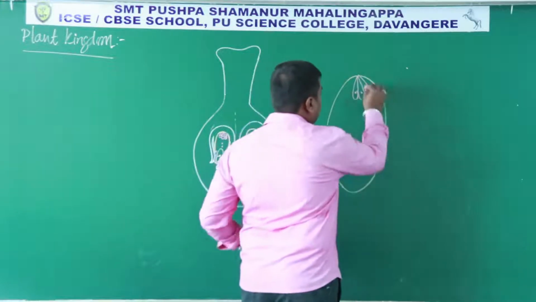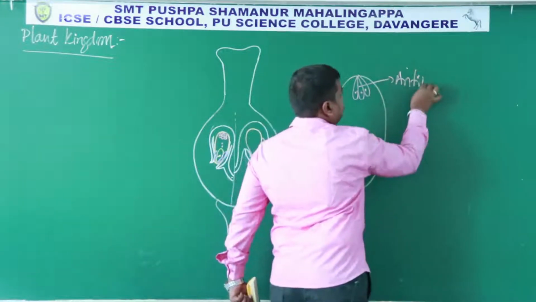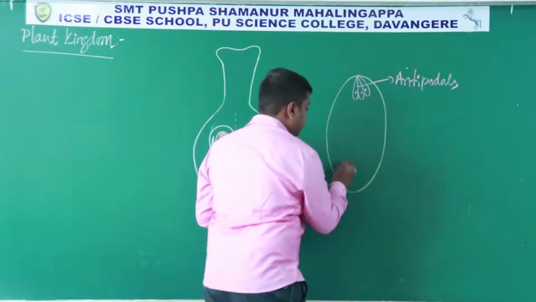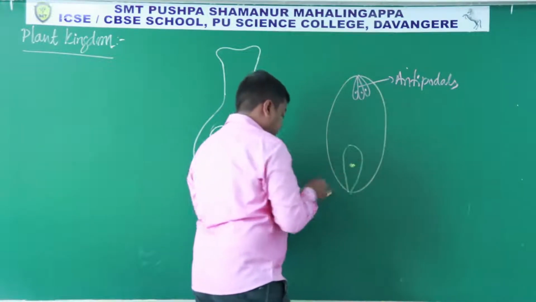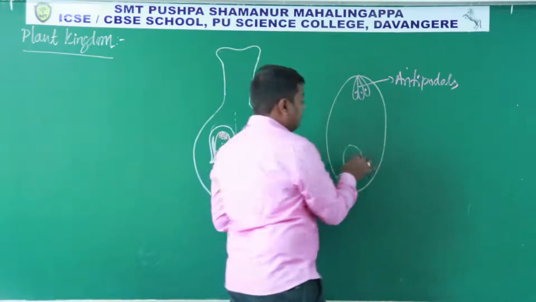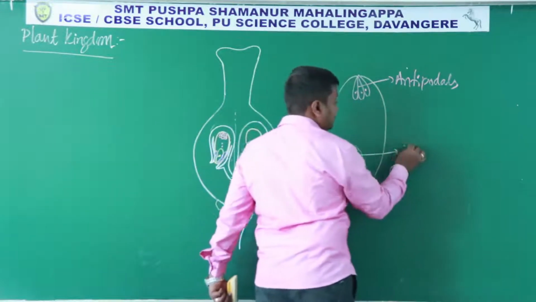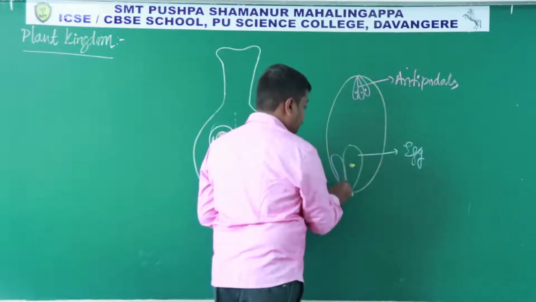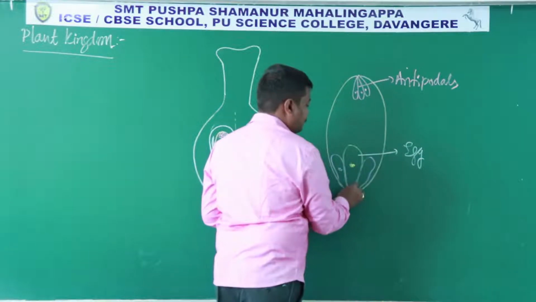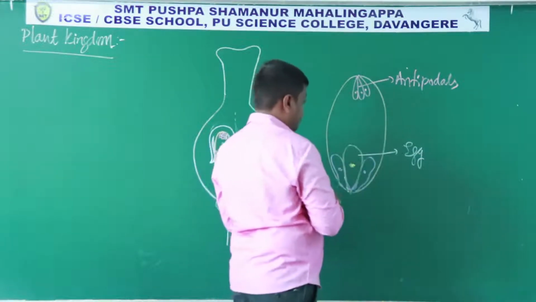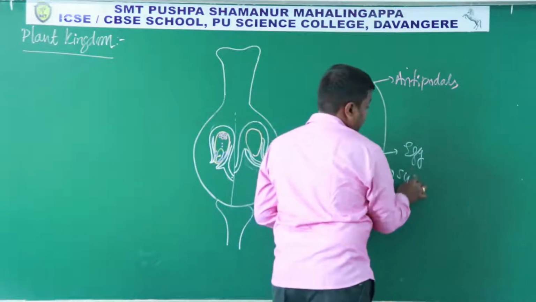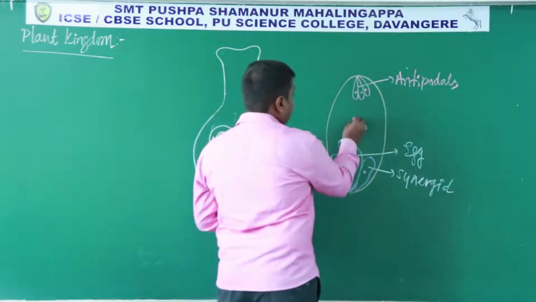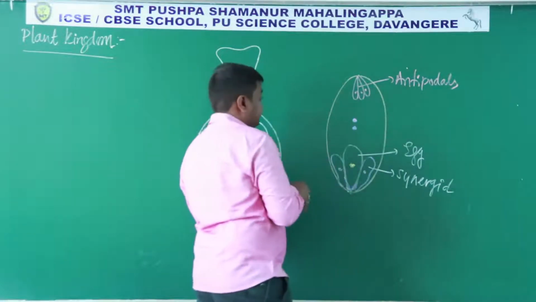So these are the 3 antipodals. Then 1 egg. We are going to learn it in detail in the second year, because in second year you need to learn how this gametophyte develops. This is the egg and 2 synergids, and at the center 2 polar nuclei.